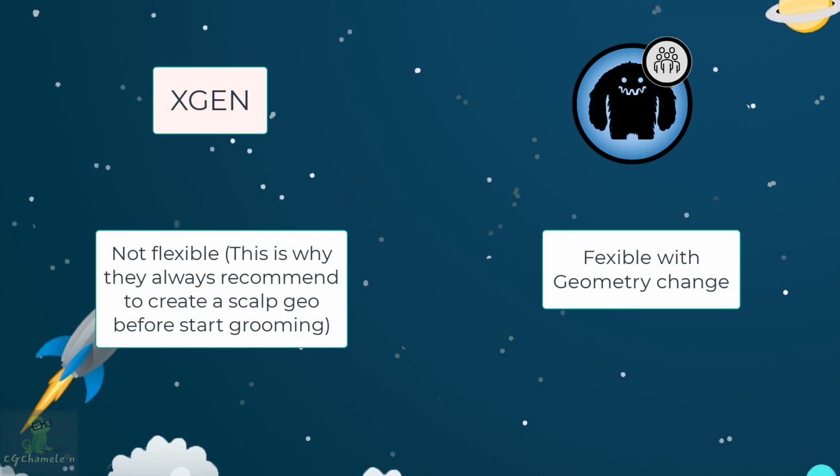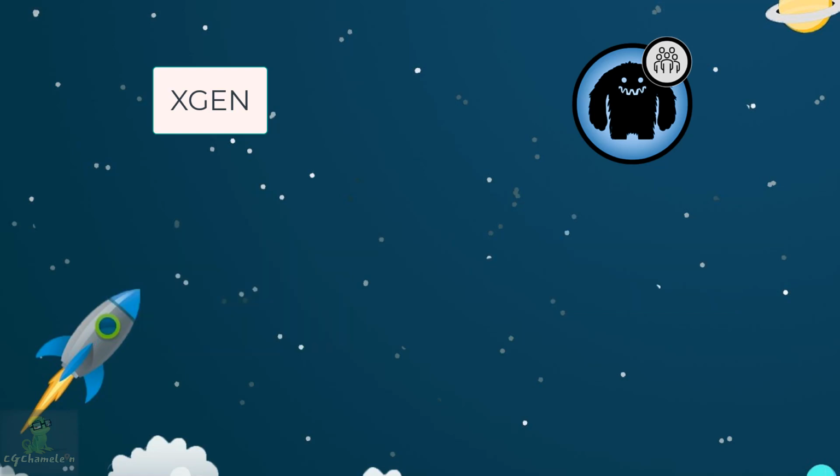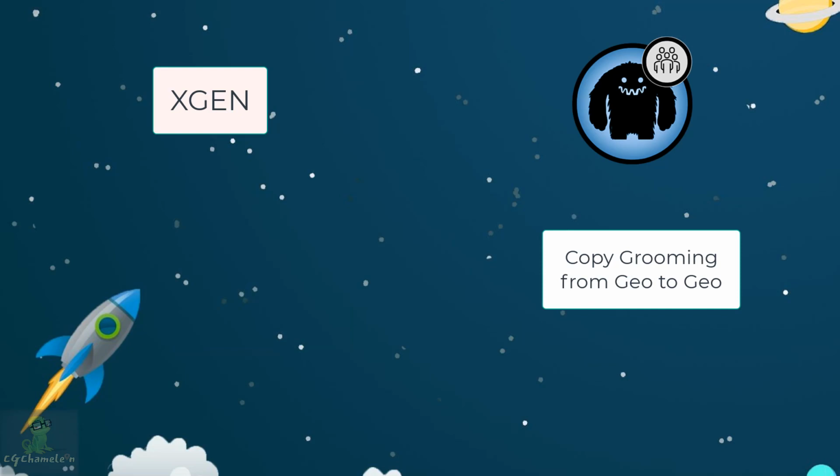But in Yeti, you can even copy the groom. So if you have 10 characters, let's say 10 animals or stylized animals, and you have the same base of fur, the same base of flow for the hair, you can just create one base and then copy it to the other characters. Then you continue shaping the differences. That's really very flexible compared to XGen.